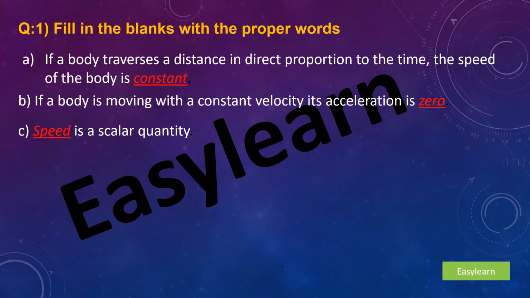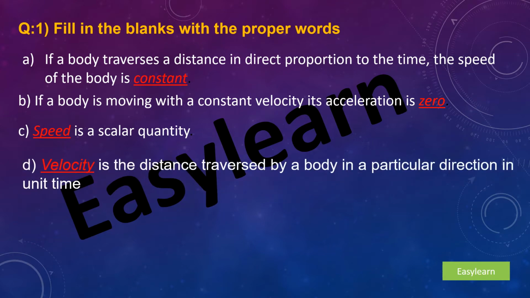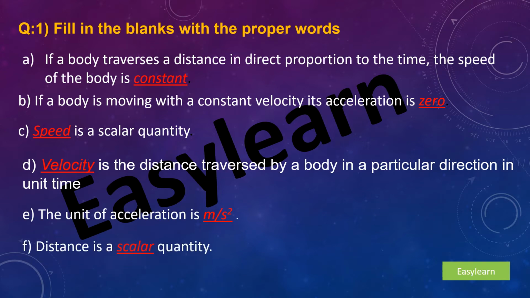Speed is a scalar quantity. Velocity is the distance traveled by a body in a particular direction in unit time. The unit of acceleration is meter per second square. Distance is a scalar quantity.